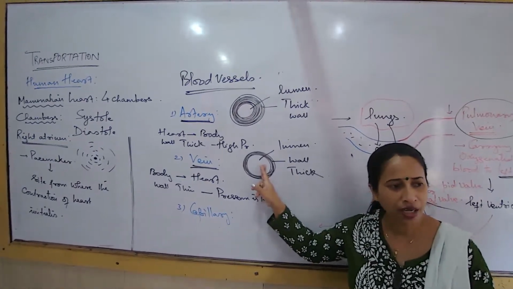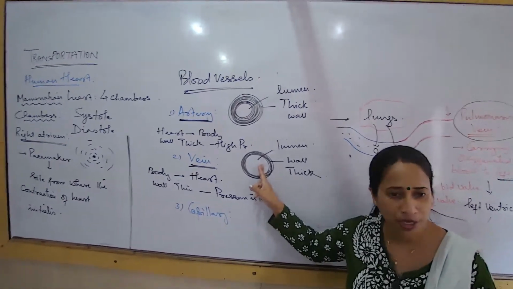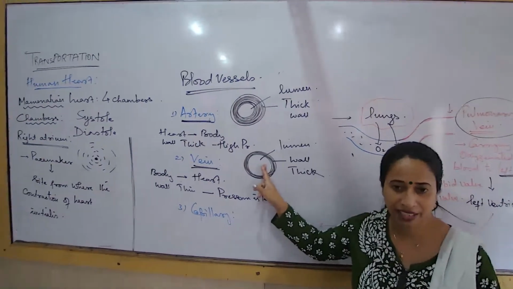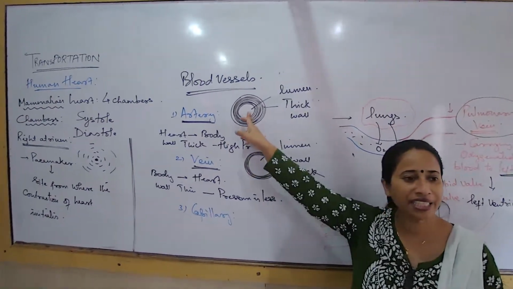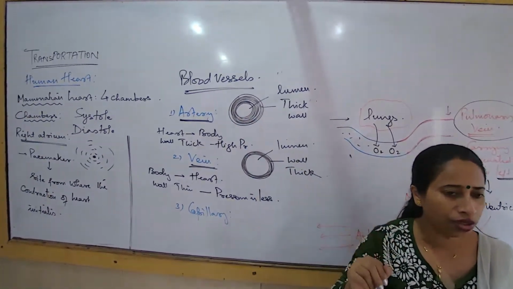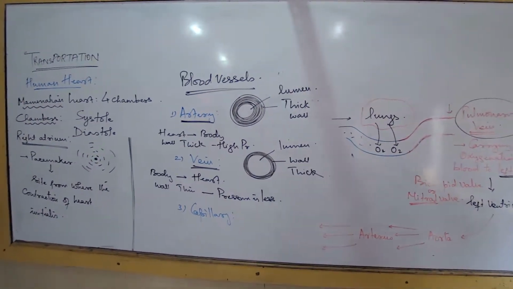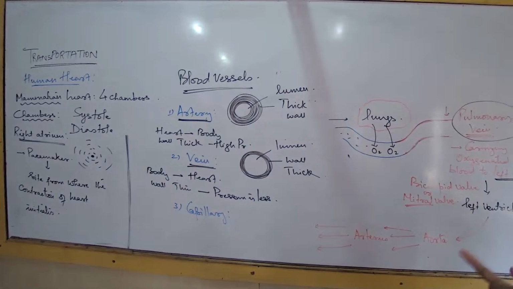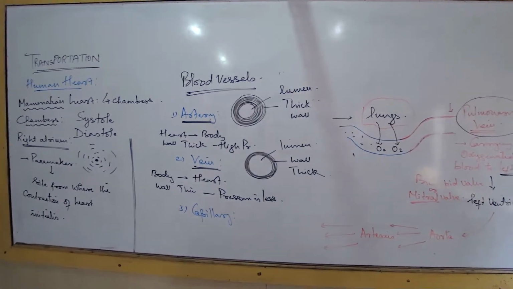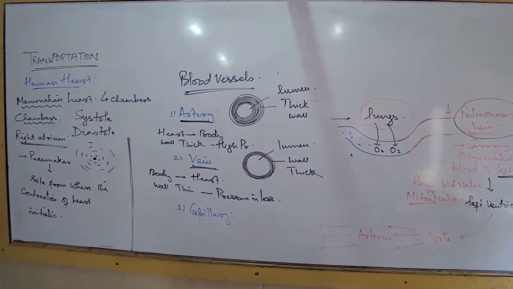Why dark red? Because it is carbon dioxide rich. Deoxygenated. Exactly. The blood in an artery is light red. Why? Because it is oxygenated. Oxygenated blood का color हमेशा थोड़ा light red रहता है, and deoxygenated blood always dark red रहता है. Let us write down the 5 differences.